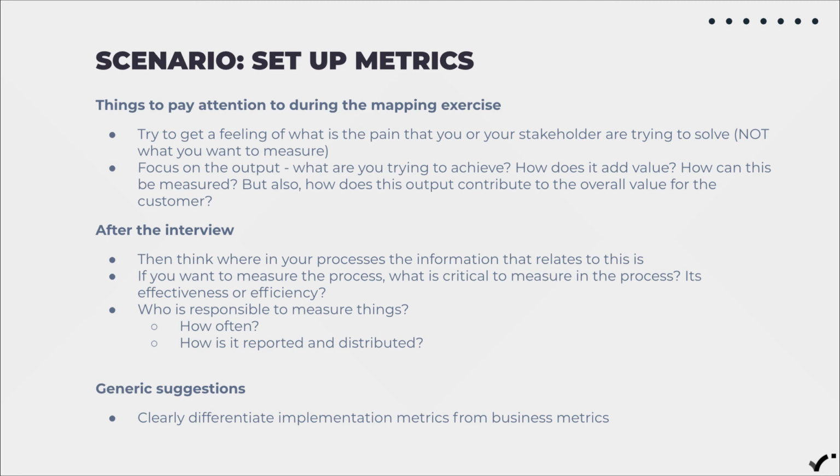So who is actually responsible to measure the process? How often is it supposed to happen? How is this reported? Who is the receiver of this metric? How is this distributed? Does it go in a dashboard? Does it come via email? Does it go to the C-level suite? All of these things need to be addressed. My suggestion is, again, differentiate the implementation metrics from the business metrics. Even setting up metrics is part of the implementation. So if you have metrics around implementing a process or implementing changes, these are different from the actual business metrics that you are trying to affect sometimes.